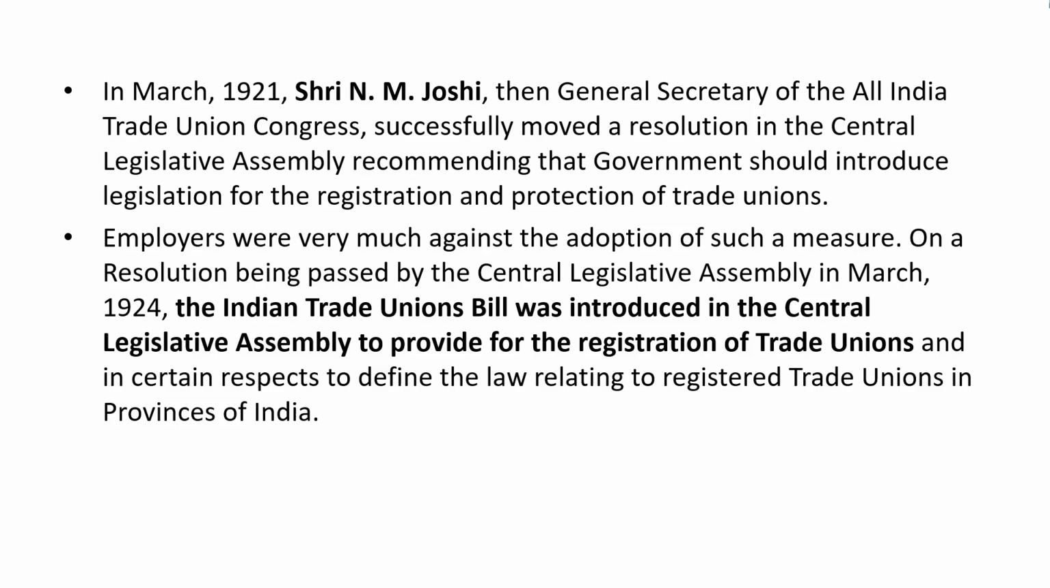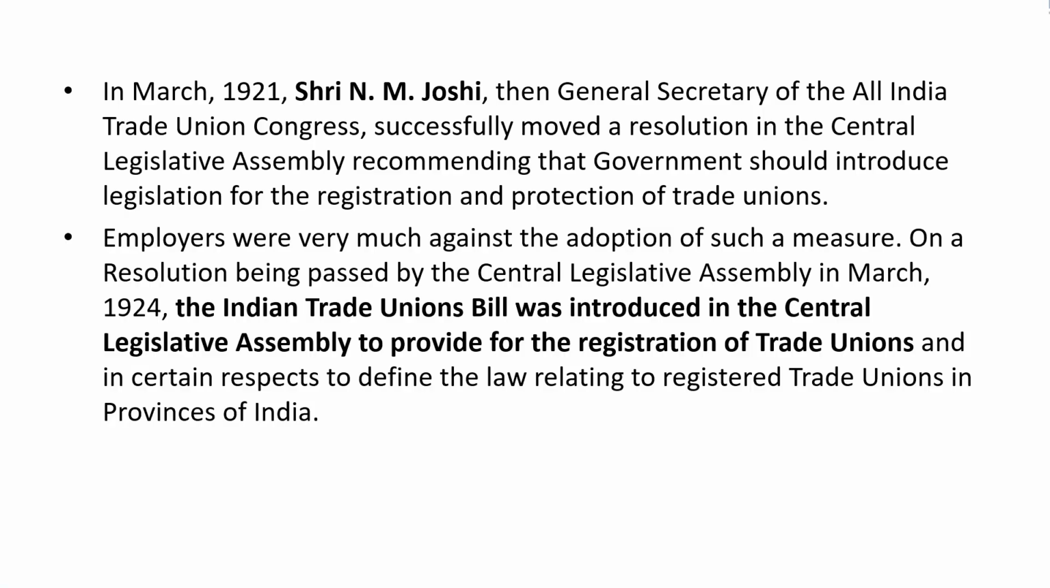So it was again realized in 1921 by Mr. N.M. Joshi and others. He was the General Secretary of the All India Trade Union Congress at the time. Successfully, he moved a resolution in the Central Legislative Assembly recommending that the government should introduce legislation for the registration and protection of the trade union, because they wanted some kind of legislation by which they could be protected. That's why they moved this legislation in the assembly.